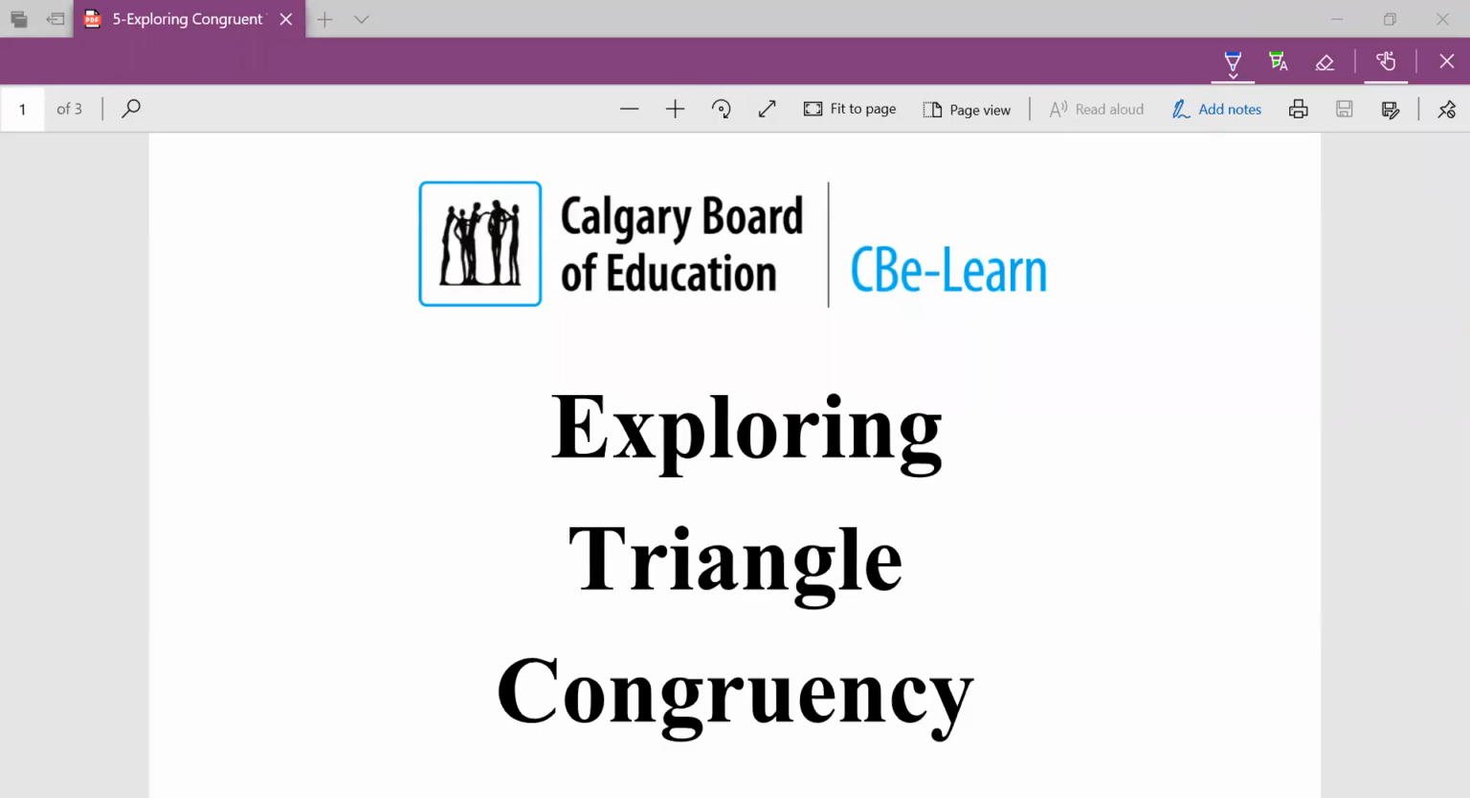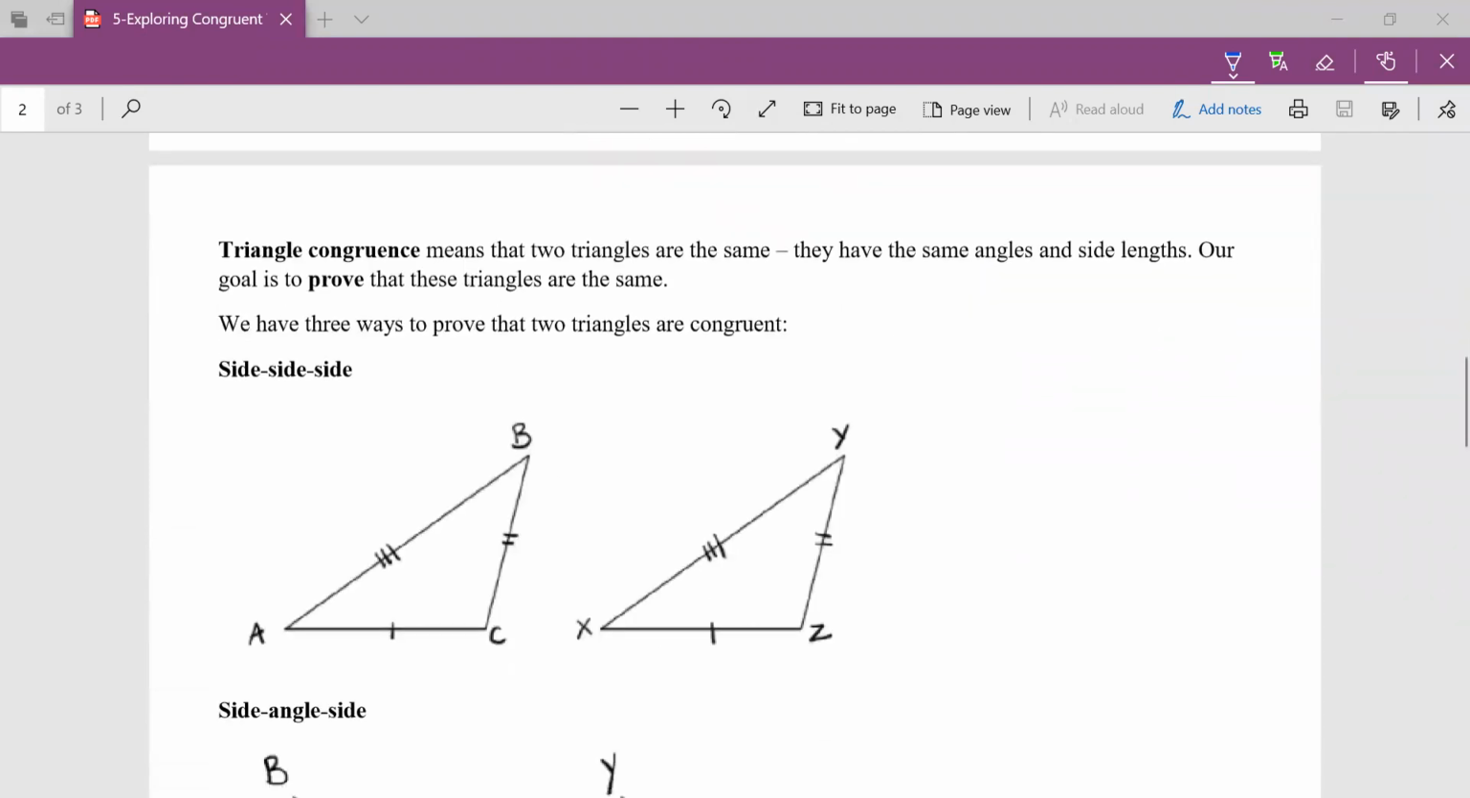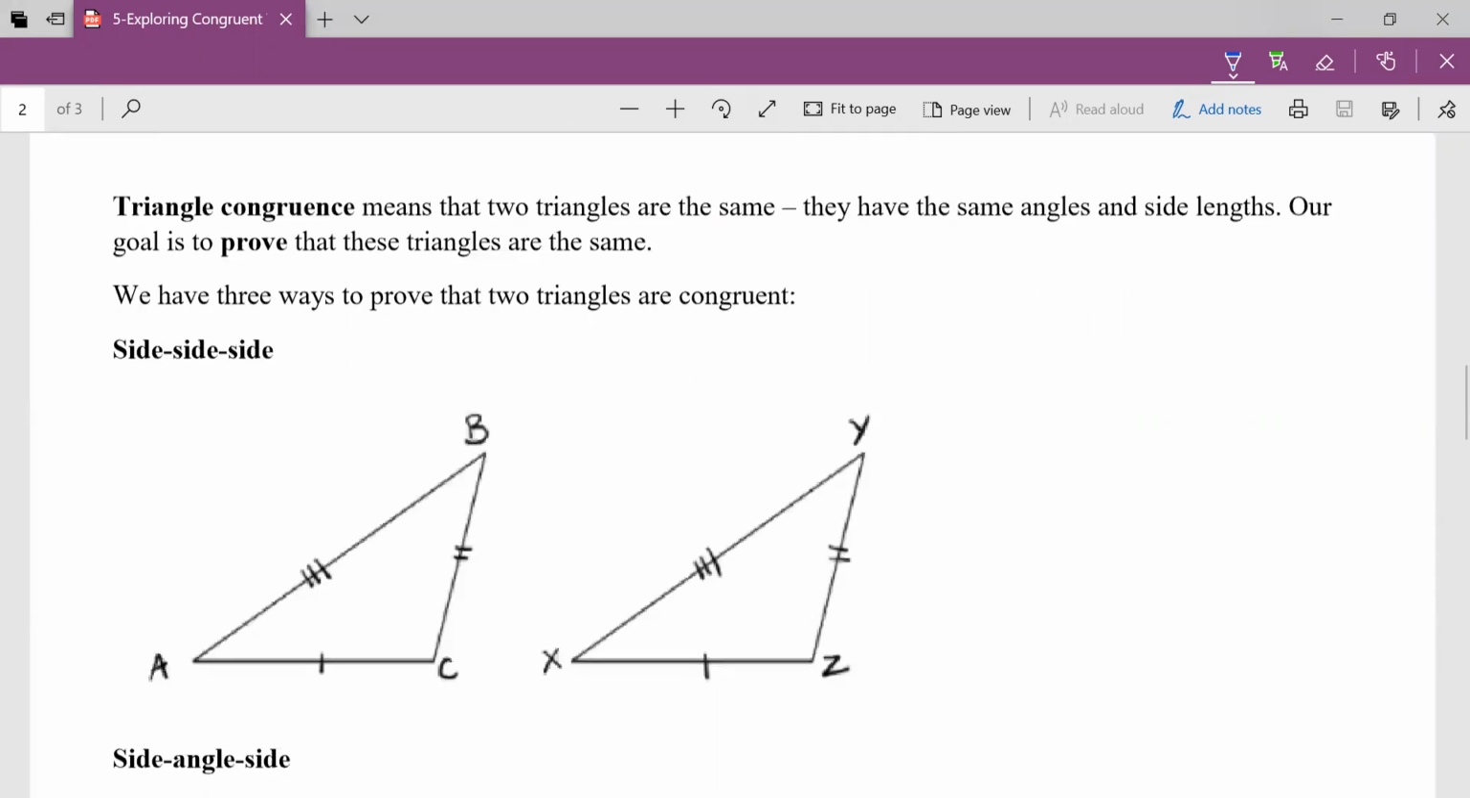Friends, in this video, we're going to start the basics of proving triangle congruency. We're not going to prove in this one, we're just going to start exploring triangle congruency. So remember, the term congruency in mathematics means that these things are the same. Our goal here is to start trying to show that two triangles are the same, meaning that their angles and their sides are all the same.